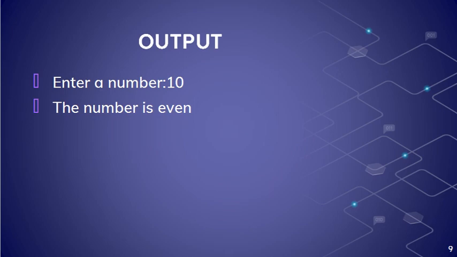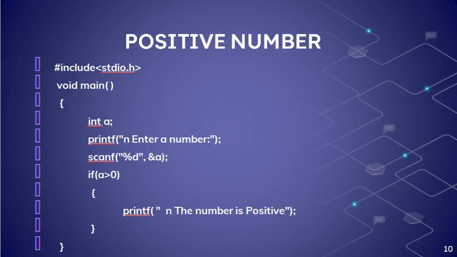And next we can look at another example, that is, to check whether a given number is positive or not. So first what we have to do? First we have to input a number, scanf("%d", &a). Then if a > 0, then we have to print "the number is positive". Then what happens? The number read by the scanf statement is checked to see whether it is greater than 0.